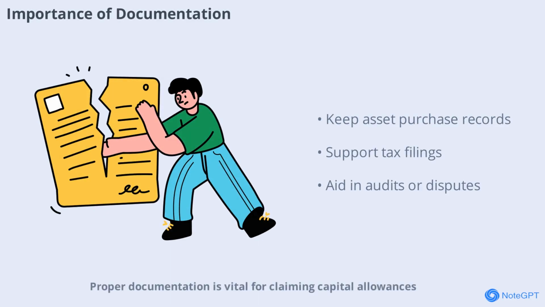Proper documentation is vital for claiming capital allowances. Keep detailed records of asset purchases, calculations, and partnership agreements. This not only supports your tax filings but also provides evidence in case of audits or disputes. Good record keeping is a best practice for all partnerships.